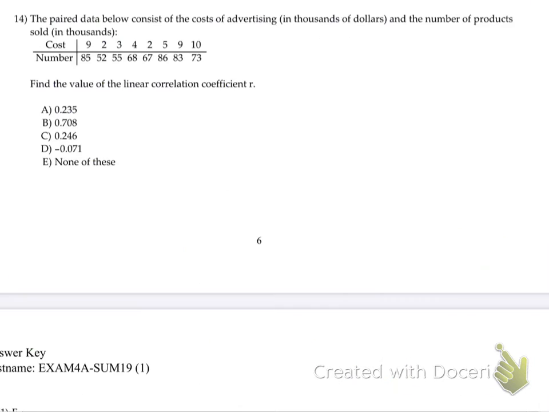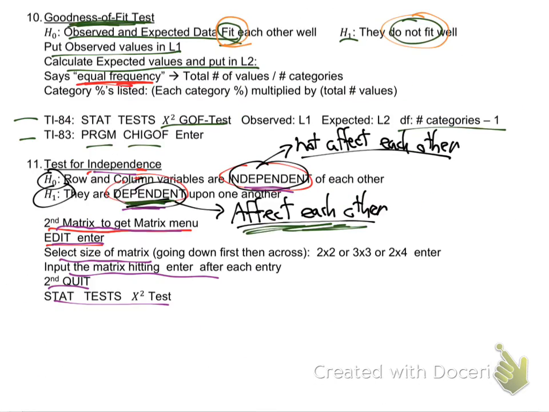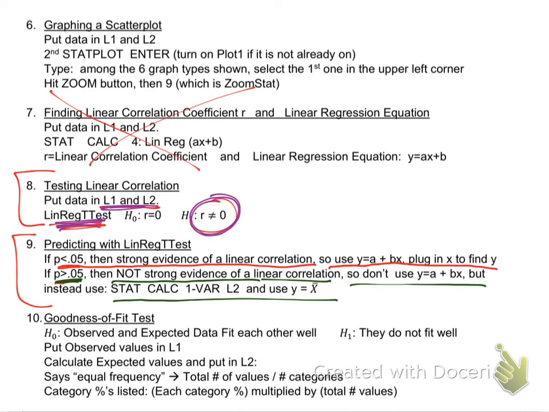All right, and then the last one, number 14. The paired data below consist of the cost of advertising in thousands of dollars and the number of products sold in thousands. Find the value of the linear correlation coefficient R. So where do we get the linear correlation coefficient R from? Let's go back to the exam 4 notes. All the linear correlation stuff is right here on number 8 and number 9. So we're going to do linear regression t-test. Put the data in L1 and L2, do linear regression t-test, and choose H1 R not equal to 0.